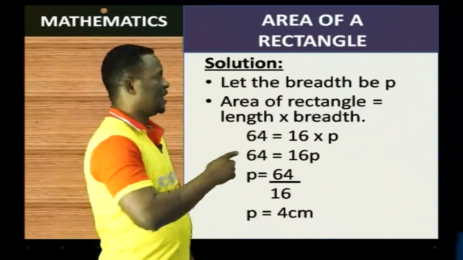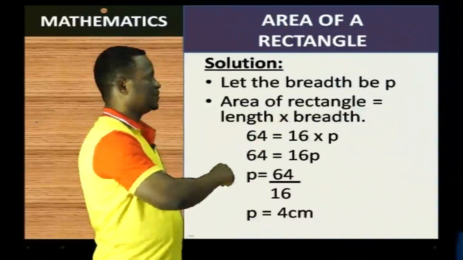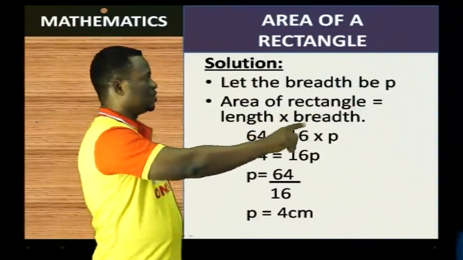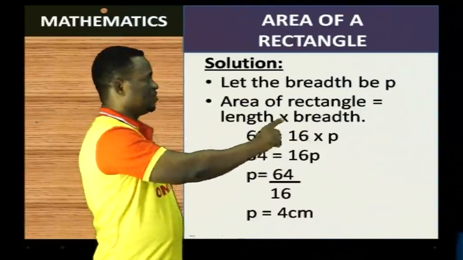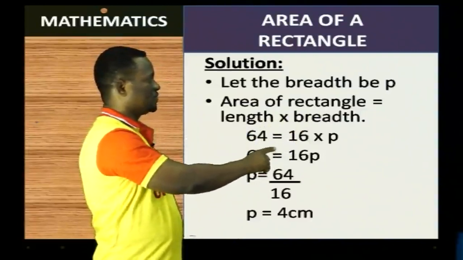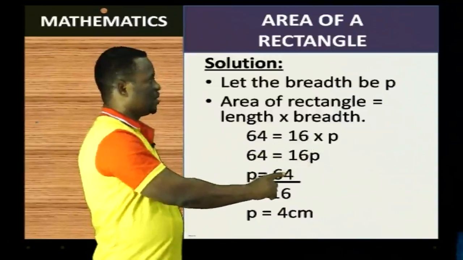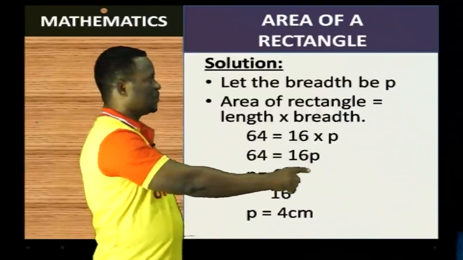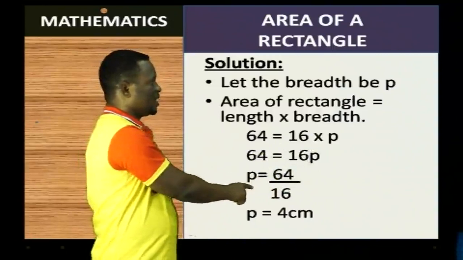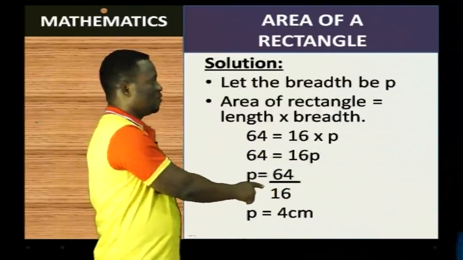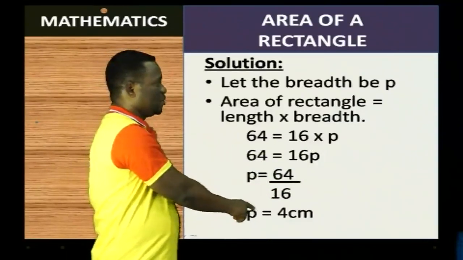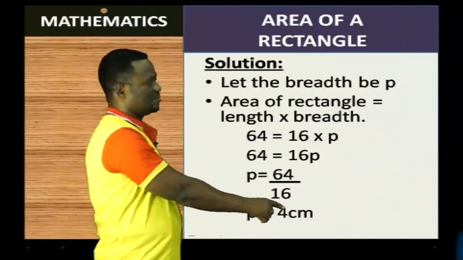Solution. Let the breadth be P. Area of the rectangle is equal to length times breadth. If you slot in the values we have 64 is equal to 16 times P. We have 64 is equal to 16P. When we make P the subject of the formula, we have 64 over 16, and our P will give us 4 centimeters.